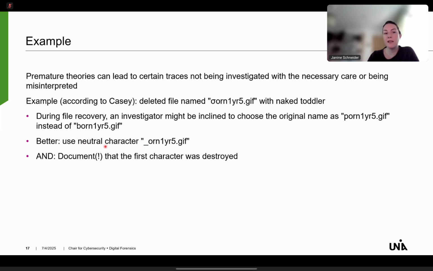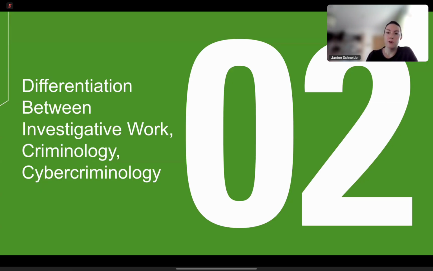This is why we use the neutral character in order to describe the file name. This neutral character for the first character to describe the file name, and obviously, we also have to document that the first character was destroyed and that this is a placeholder. So this would be the proper way to handle that file name and not to become a victim of the experience trap. Okay.